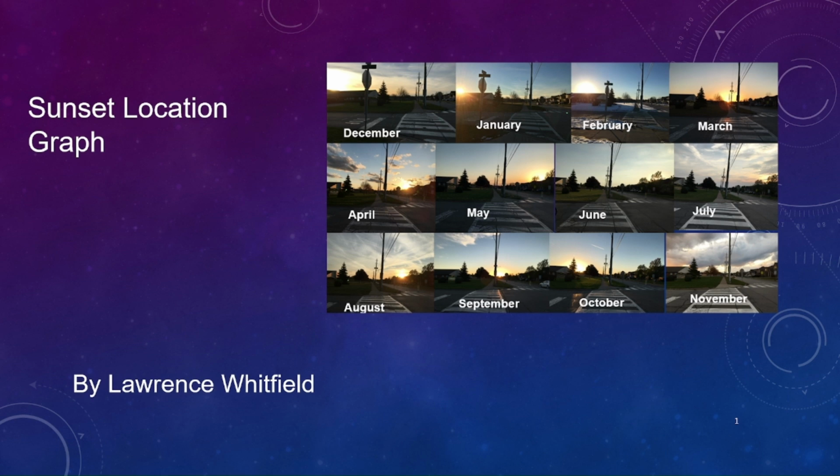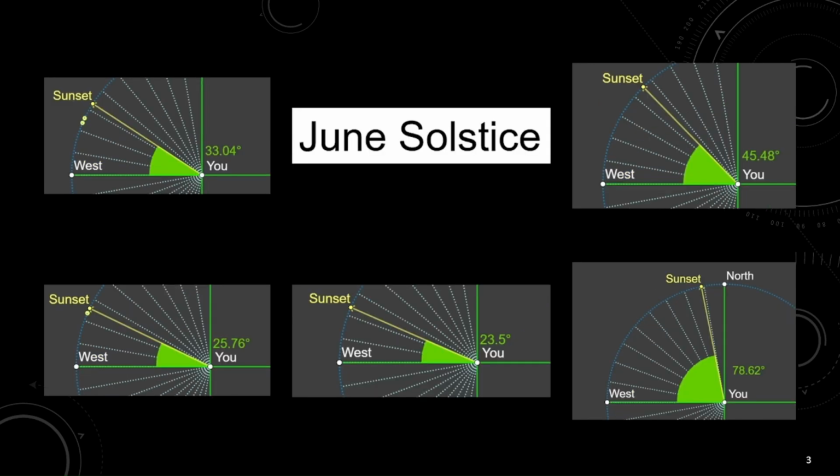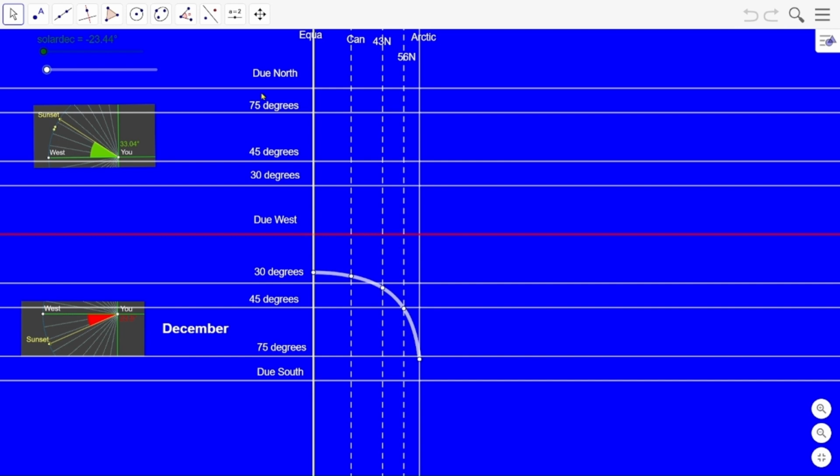In this final segment of sunset locations, we're going to graph all of the different locations that we've identified. We can see here for various latitudes what the sunset location looks like at the December solstice and the June solstice. Now let's take a look at the graph. Here we've attempted to make a graph that shows the sunset locations at various times of the year for various latitudes. Let me explain how it works.